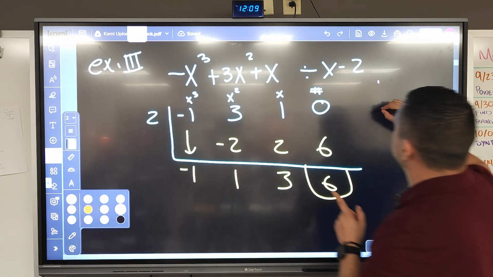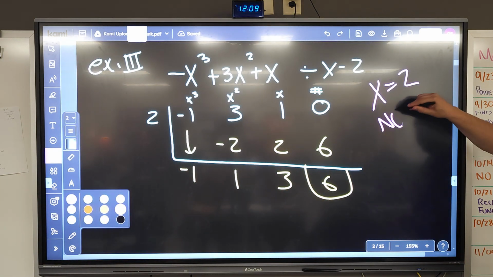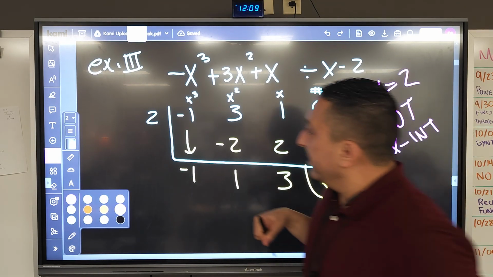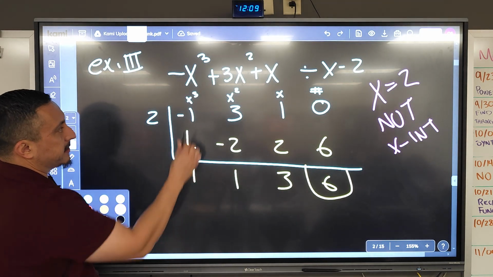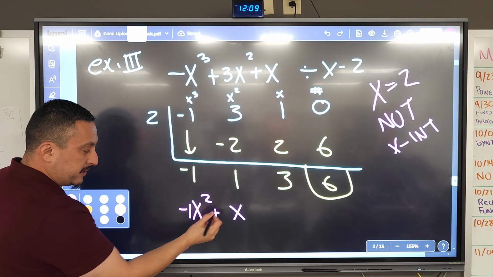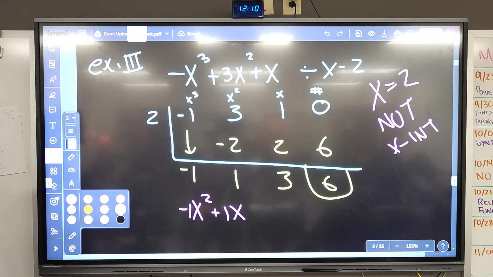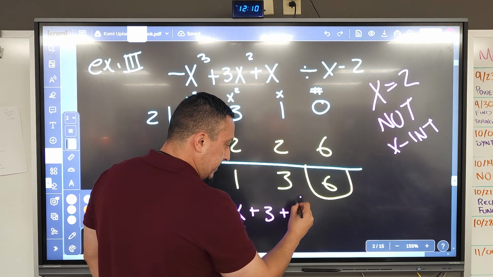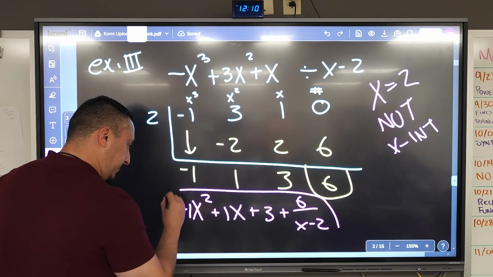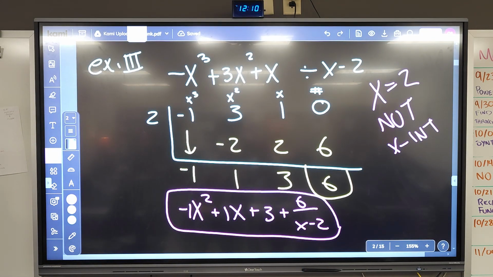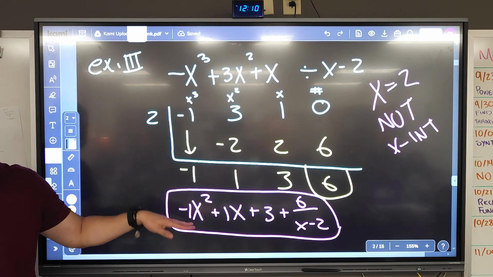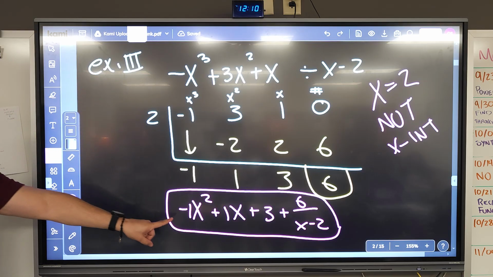So remember, this means x equals 2 is not an x-intercept. Don't forget the purpose of what you're doing. That's the reason. So my answer would be, since this one's a cubic, I start with the square. Square x, you can put once. We usually don't, but it's okay if you do. Plus 3 plus 6 over what you're dividing by. I know a lot of us can get this answer, but we're still having trouble converting our answer to what it means. It's just 1 power less than what you start with.